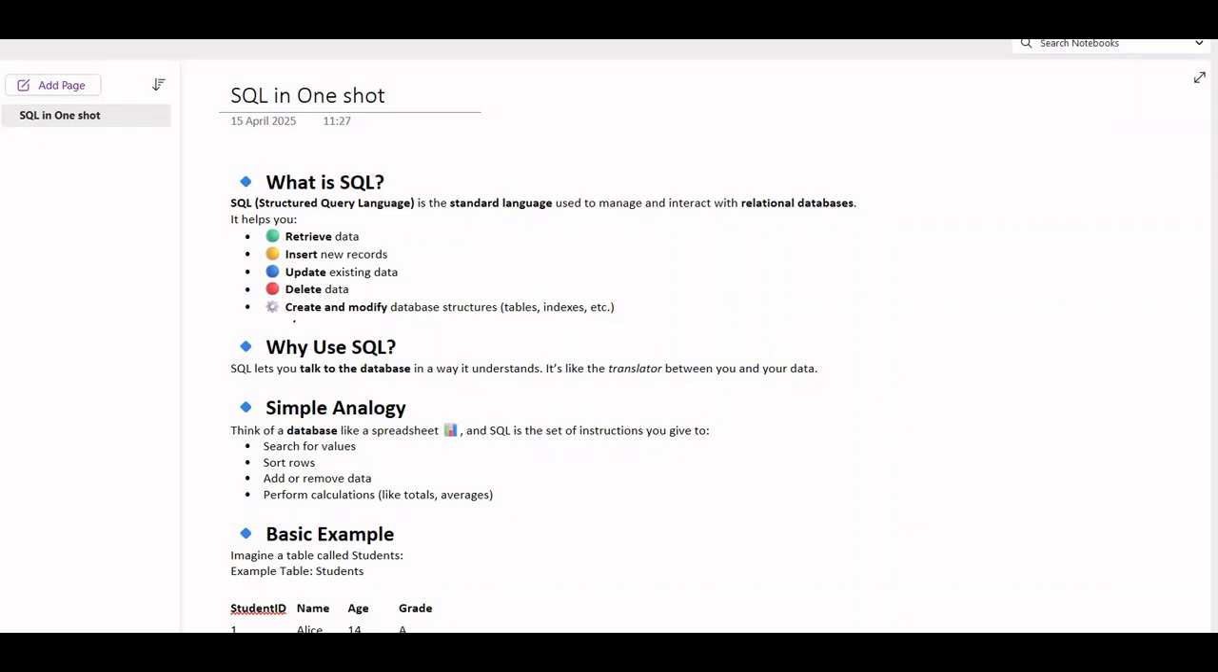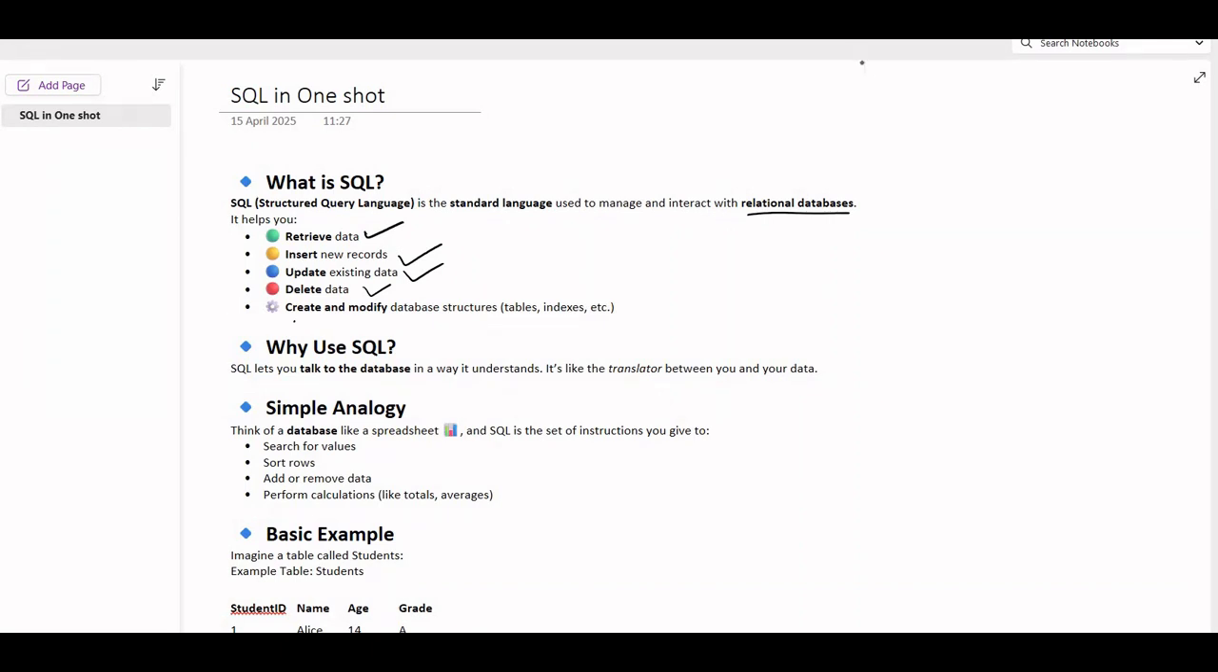So let us start. What is SQL? SQL stands for Structured Query Language, which is used to manage and interact with a relational database. It helps us to retrieve the data, insert new records, update the existing data, delete the data, create and modify database structures, tables, or whatever it is.